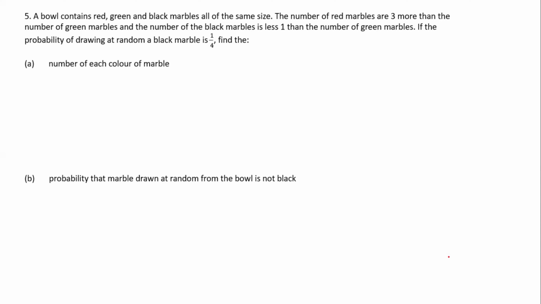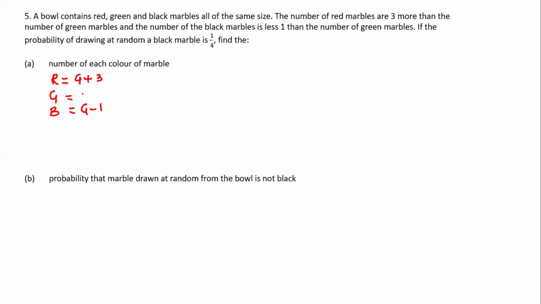Now, this is under probability. So let's go right into it. It says the number of green, red, and black. So it simply means that we have red, we have green, and we have black. Now, the number of red marbles is 3 more than the number of green. So 3 more than the number of green simply means green plus 3 will give the number of red. And the number of black is 1 less than the number of green. So it means that the number of black is green minus 1.